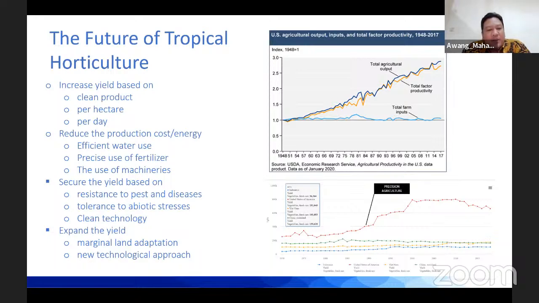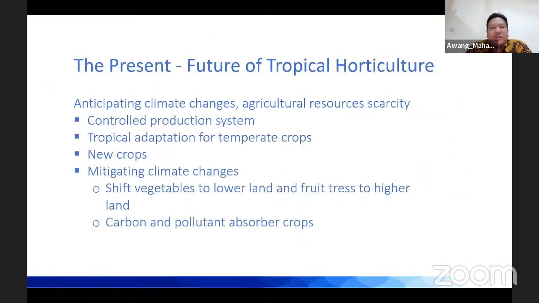And all in all, we should secure the yield based on resistance to pests and disease. Therefore, monitoring and also control using many technologies are important, and tolerance to abiotic stresses, clean technology, and maybe we can also expand the yield using marginal land adaptation and new technological approaches.